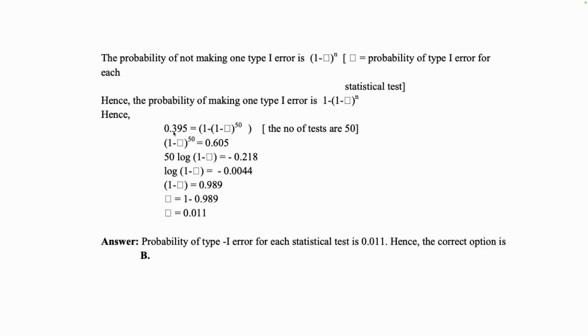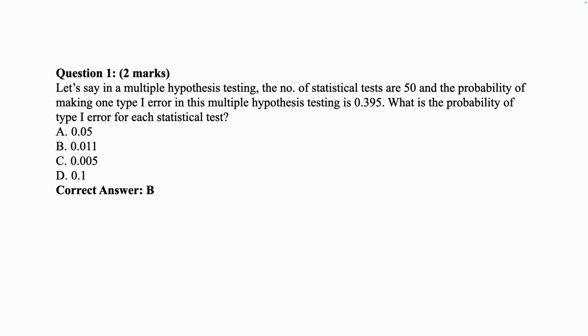So the probability of type 1 error when we are doing 50 statistical tests, it would be 0.395 equals 1 minus (1 minus probability of type 1 error) to the power of the total number of statistical tests. And when we solve this equation, then we will get the probability of making one type 1 error for each of the statistical tests. So I hope this question is clear.